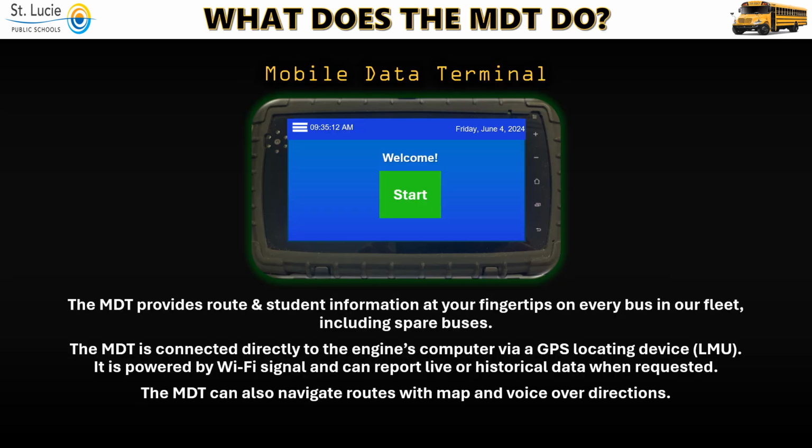The MDT provides route and student information at your fingertips on every bus in our fleet, including our spare buses. The MDT is connected directly to the engine's computer via a GPS locating device, which is called an LMU. It is powered by Wi-Fi signal and can report live or historical data when requested. The MDT can also navigate routes with map and voiceover directions.